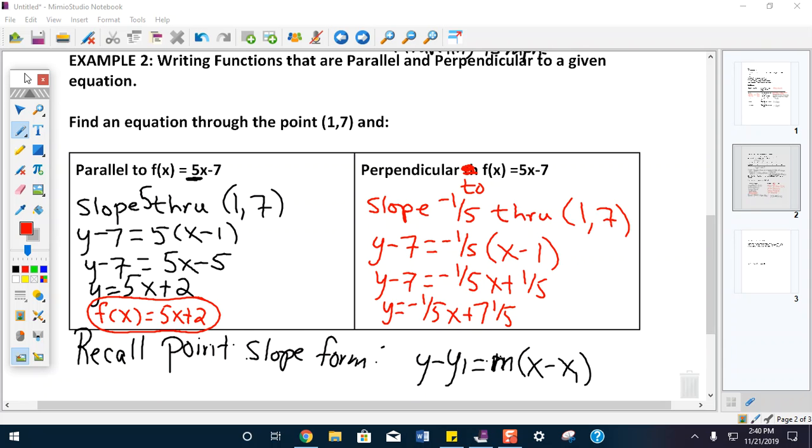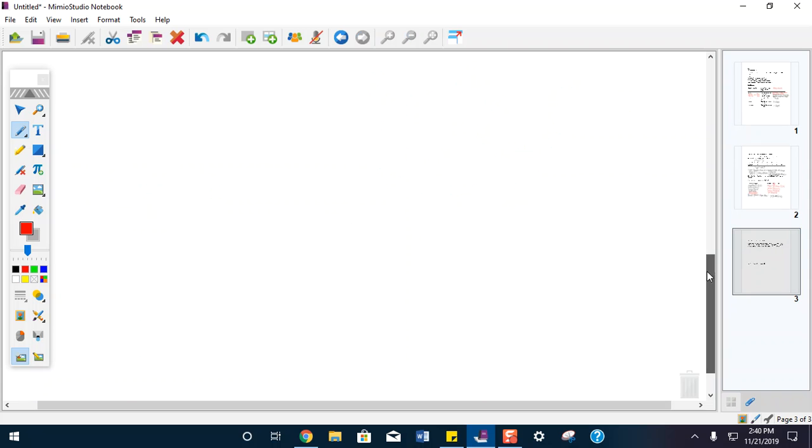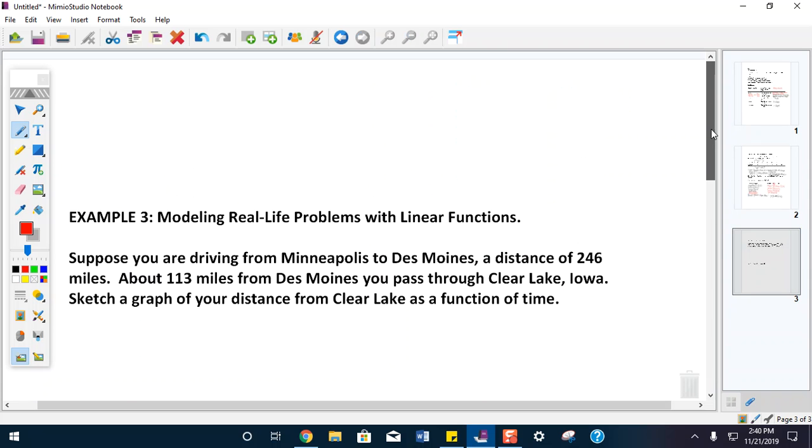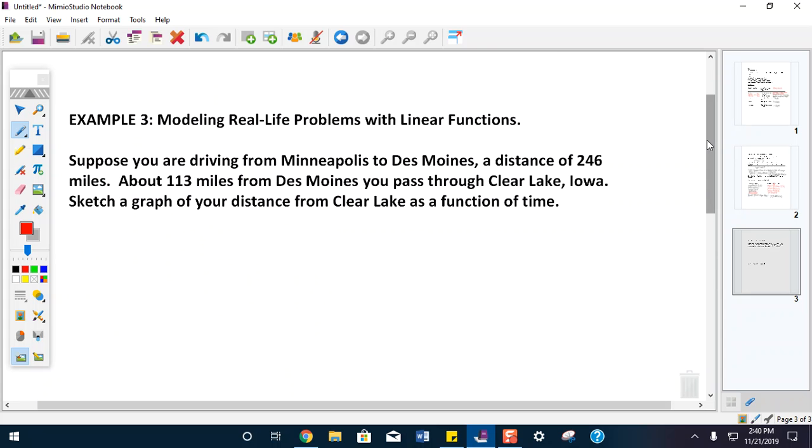All right, well, let's see what we can get ourselves. Oh, I like this example right up here. Now we'll start looking at some of these that I want to do together. I like this problem right here. Suppose you're driving from Minneapolis to Des Moines, a distance of how many miles? 146. So about 113 miles from Des Moines, you pass through Clear Lake. Sketch a graph of your distance from Clear Lake as a function of time.